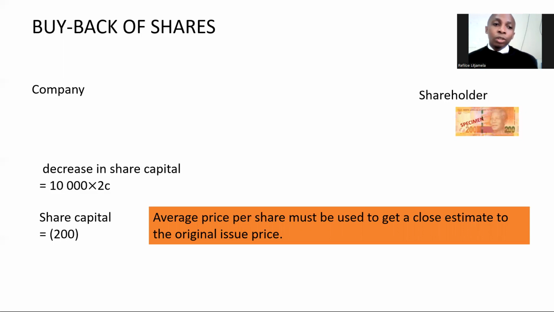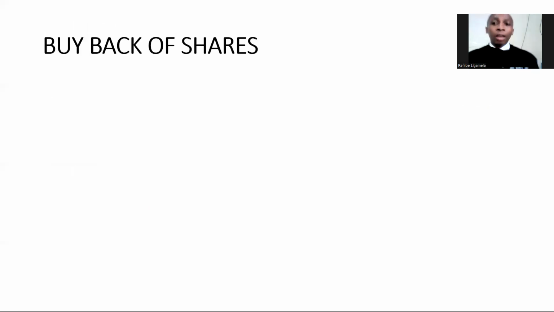In this case, note that we are buying back those shares. And when we buy back those shares, our share capital will decrease by the original issue price. But because we have issued so many shares throughout the year, it will be difficult for us to get the original price of each share. That's why we will use what we call average price per share. All right. That's what the buyback is all about. I was just giving you guys a full picture of what the buyback is about.